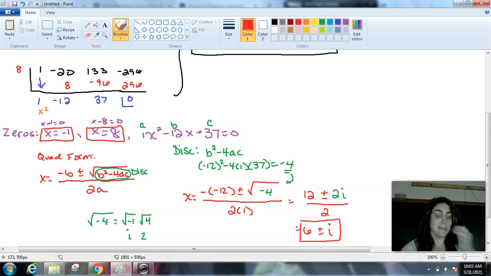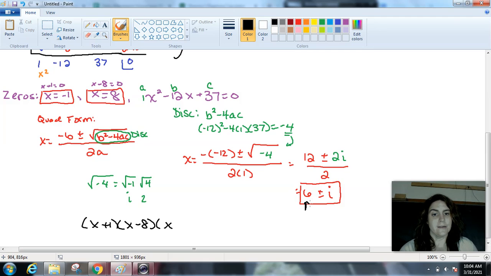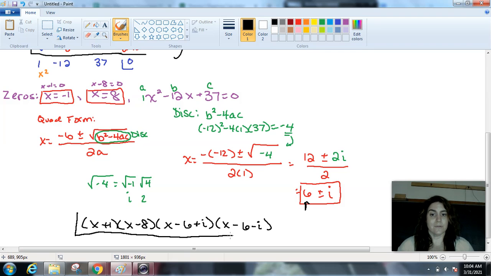And to make the second or the final factor that I want, you're simply going to do x plus 1 again, x minus 8 again. I know those two. And now the 6 plus and 6 minus i, remember you go based on the sign of the leading number. So it's x minus 6 plus i, because it was a positive 6 plus an i, and then x minus 6 minus i. So you, again, go based off of the sign of the first number, and you need to have one positive i and one negative i, and that is your factors of your zeros.